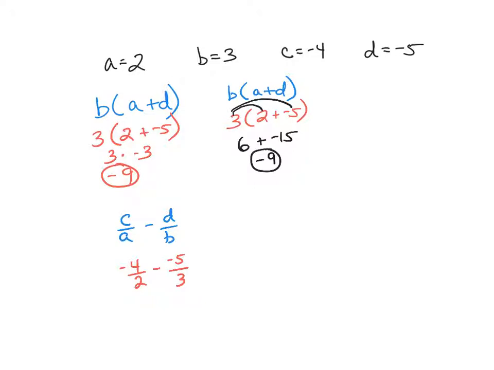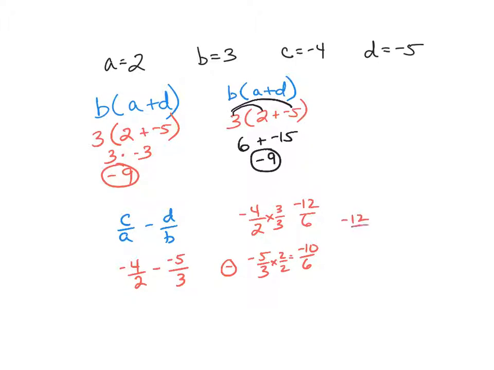Remember, in order to do that, you need to make sure that you have a common denominator. I'm going to rewrite this, though, up and down. I have negative 4 over 2 subtract a negative 5 over 3. My common denominator in this case would be 6. So I'm going to multiply the very first one by 3 over 3. So I get negative 12 over 6. The bottom I'm going to multiply by 2 over 2. So I get a negative 10 over 6. So now what I have is negative 12 over 6 subtract a negative 10 over 6.